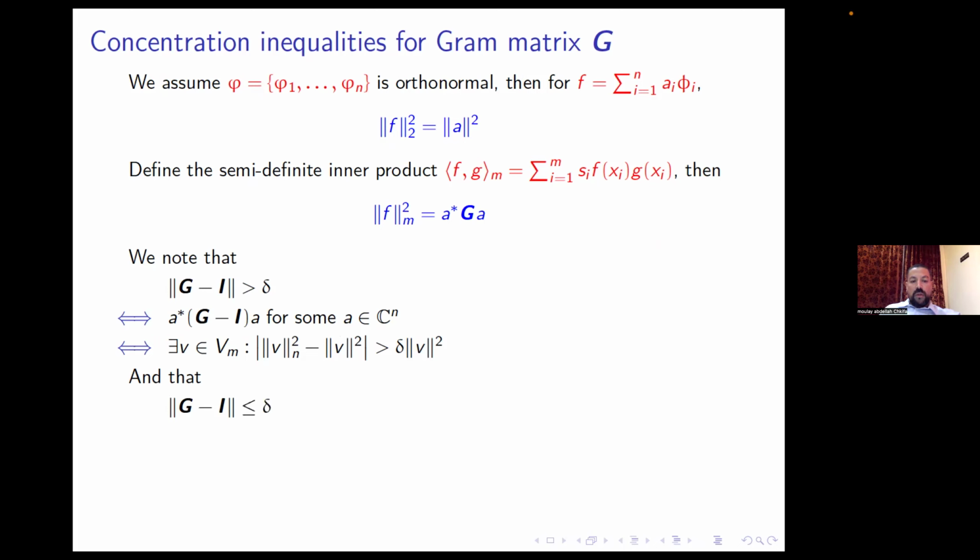In other words, having G well conditioned around the identity matrix is equivalent to having an equivalence inequality between the real norm in the L2 space and the empirical norm, which we have defined here. Sorry, this is an N here, and this is an M. This is an M here, and here it's an N. So as I said, this is an equivalence result. Having good conditioning is equivalent to having equivalence between the empirical norm and the real norm.